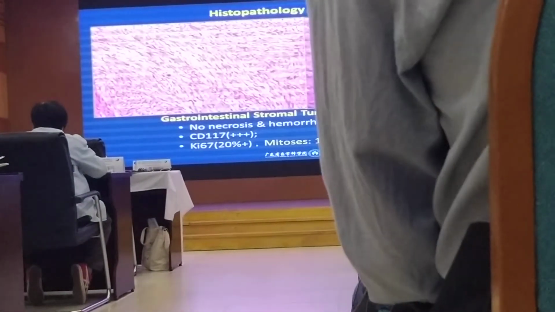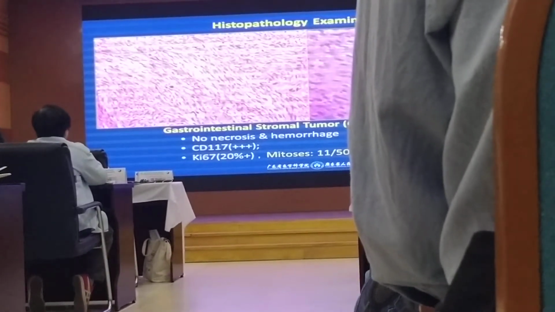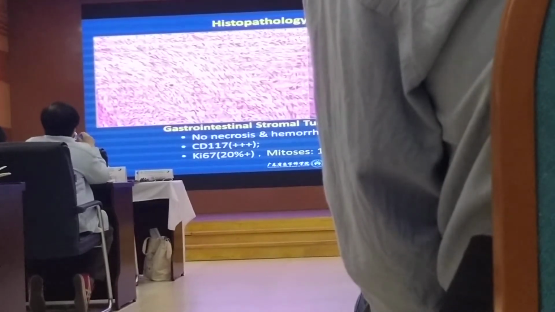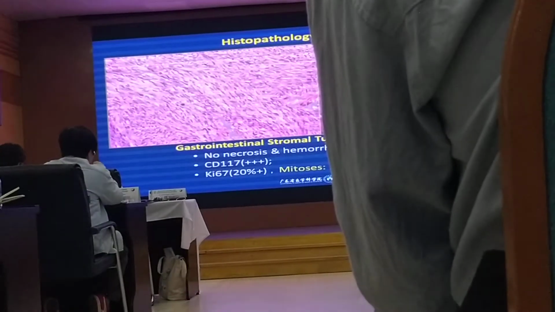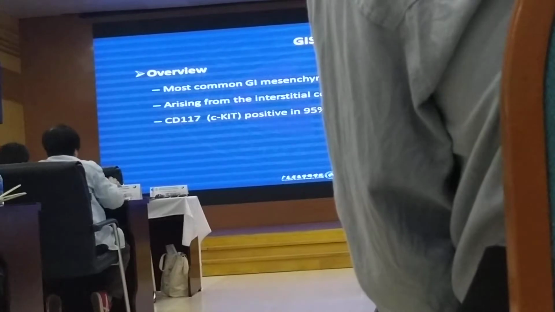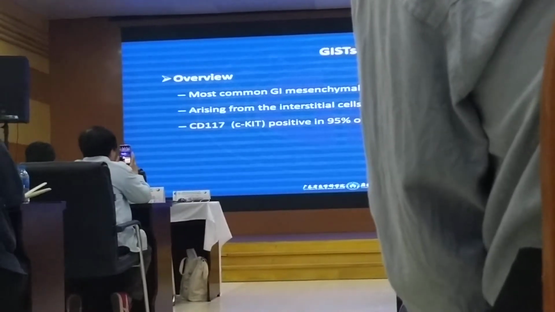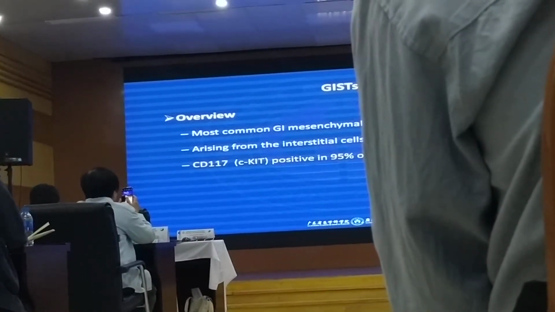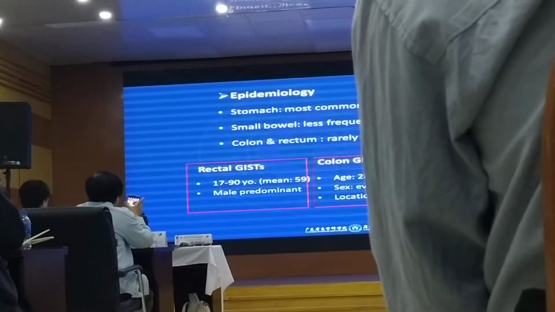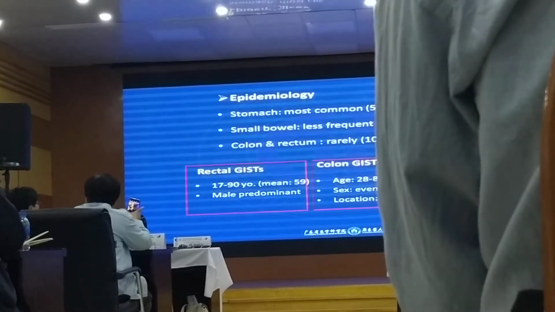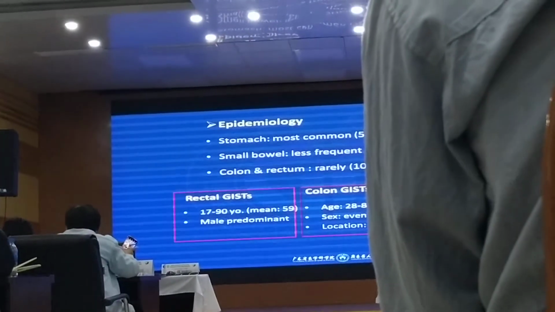And the histopathological study with immunohistochemical staining: CD117 was strongly positive, Ki67 positive, and mitosis could be noted. 90% of KIT mutations involve exon 11, and CD117 is often positive. GIST is most common in the stomach, second most common in the small bowel, but uncommon in the rectum.